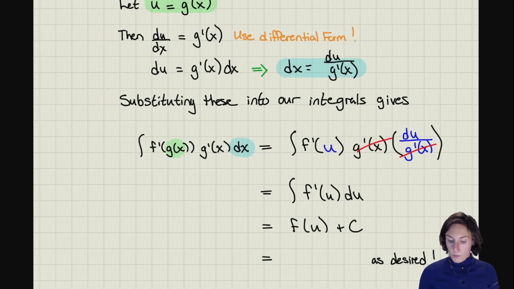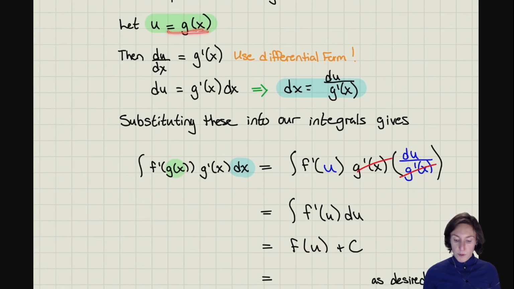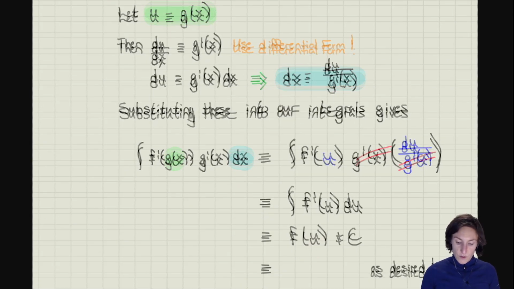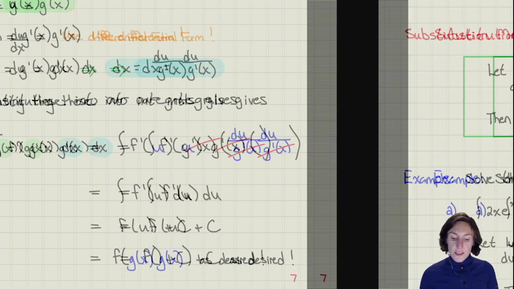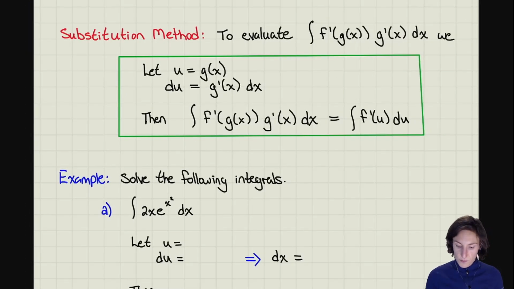Now, when I'm here, I'm not quite done yet because I have an answer with respect to a different variable. The actual problem I'm trying to solve is with respect to dx. So what I do at the very end is I take this g and I put it back in here. So I'm going to get f of g of x plus c. This is known as the substitution method.